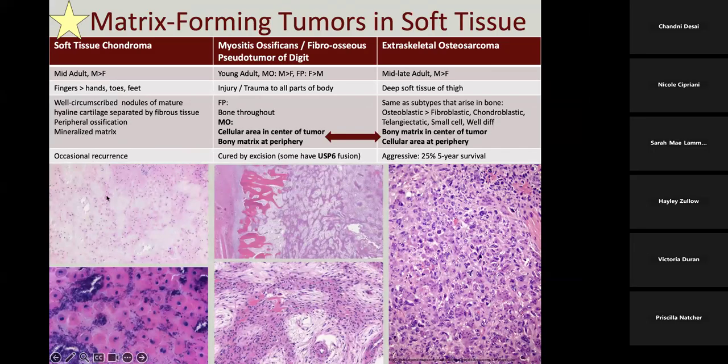Matrix-forming tumors of soft tissue include chondroma, include myositis ossificans, which is a USP6 rearranged tumor like nodular fasciitis, but it has a rim of bone. And very rarely, extraskeletal osteosarcoma has bone usually in the core rather than at the periphery and is malignant. There's a triphasic morphology. It should make osteoid, as you can see here.